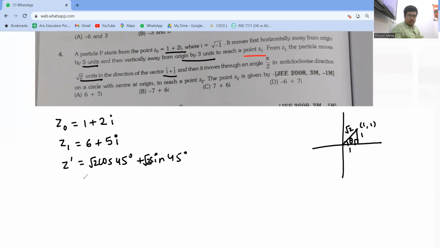See, what is root 2 cos 45 and what is root 2 sin 45? So this is 1,1. Nahi nahi, ab aayega. Haan theek hai, 1 aayi bas. Chalo 1 plus 1 i aayi. So what is the final position of this z dash? Jab isme add kar denge, we will get 7 plus 6 i.